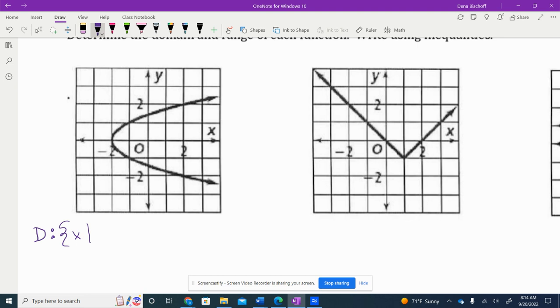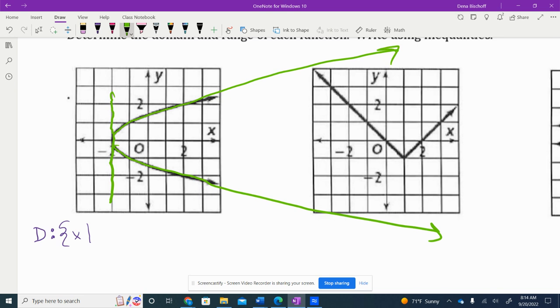So talk to me about the x values. What is the smallest x value? What is the largest x value? So if I look at this graph, it looks like this is my smallest x value, and it looks like my largest x value, I think that's going to go on forever. That's why there are arrows at the end of it.